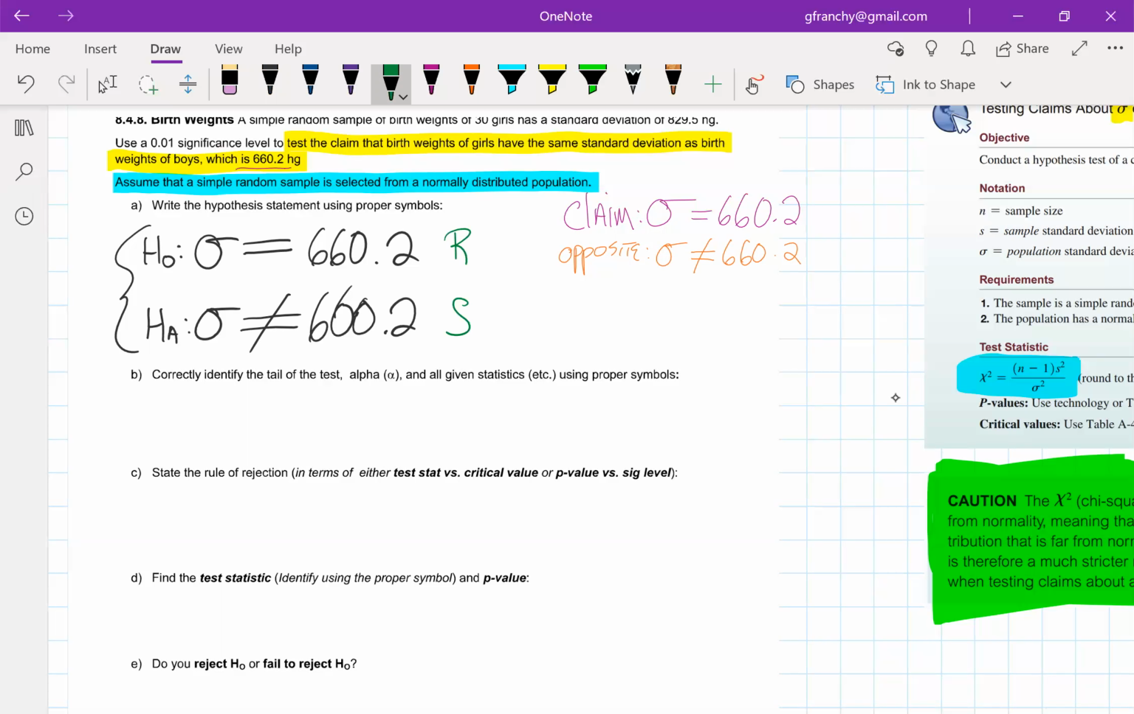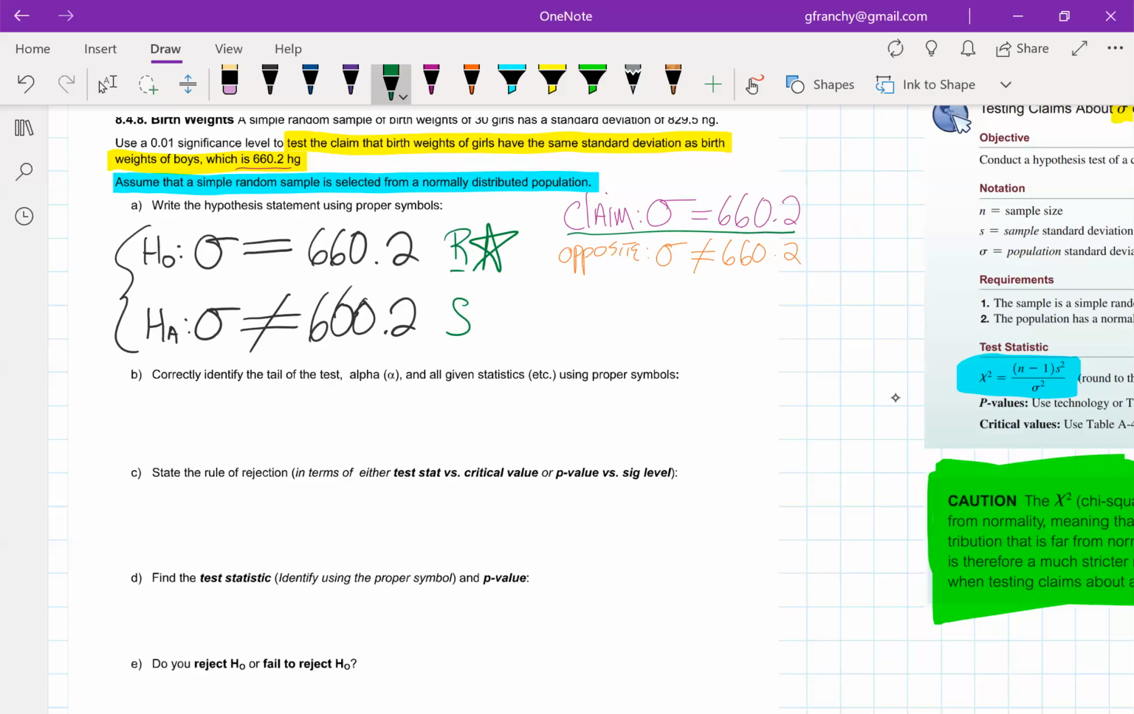So the R next to the null, the S right below that, and which one of these looks most like, if not identical to, the claim, that would be the null hypothesis. So I'm going to star the R. When it comes time to write the conclusion, we're going to talk about whether we reject this claim. We may have the evidence, we may not have the evidence. That's what we're about to find out.